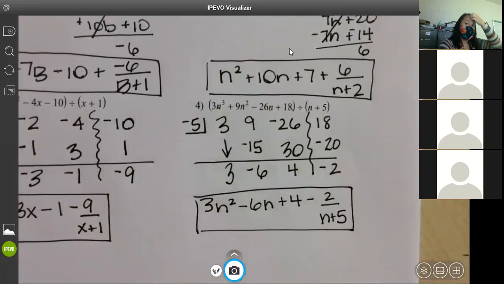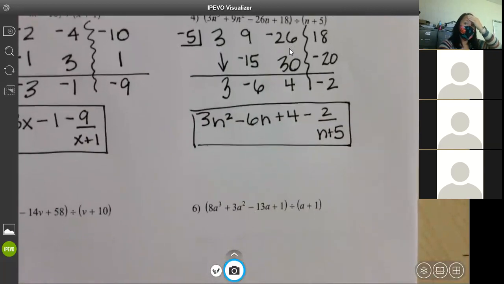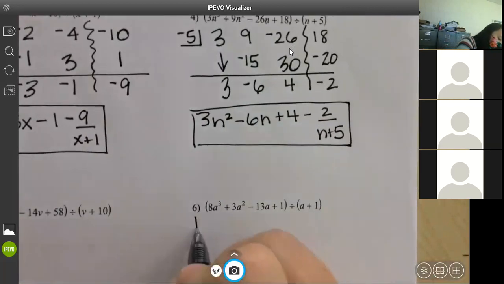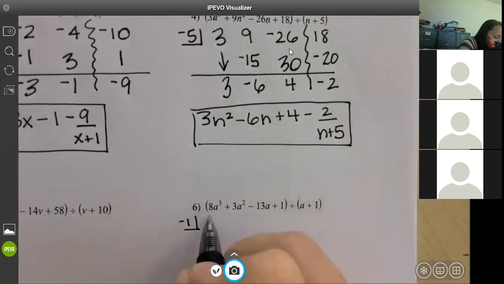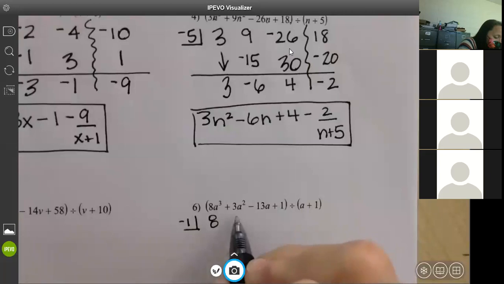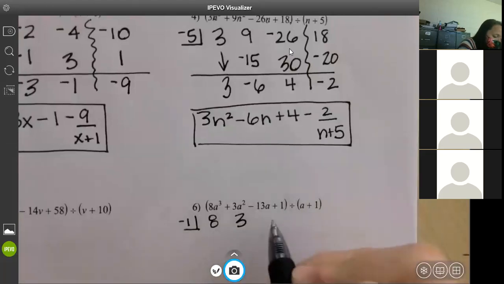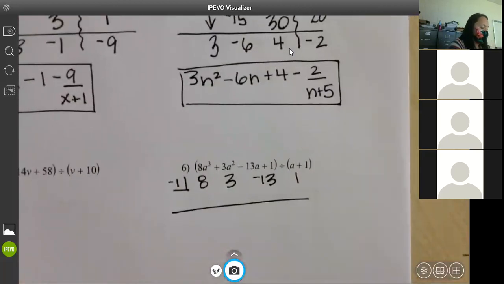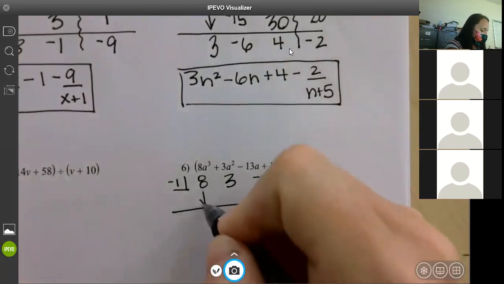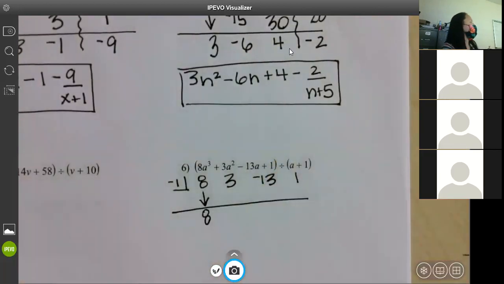Drop down to number 6. What goes in my backwards box? Negative 1. Across: 8, 3, negative 13, and 1. Skip a line, draw a line. First step. Bring down that 8. Multiply. Negative 8. Add.